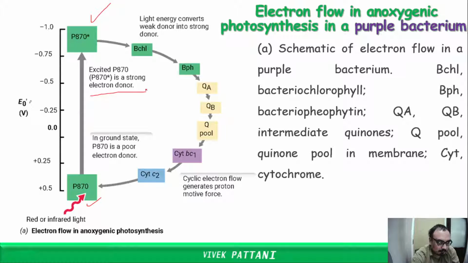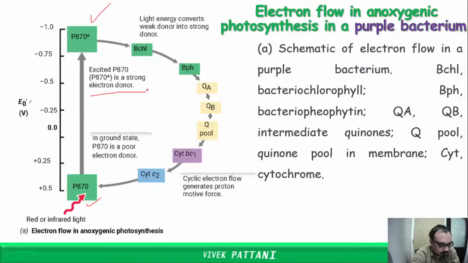Now the complex of ubiquinone iron-sulfur protein may function as an electron acceptor, and this complex has a very low potential.